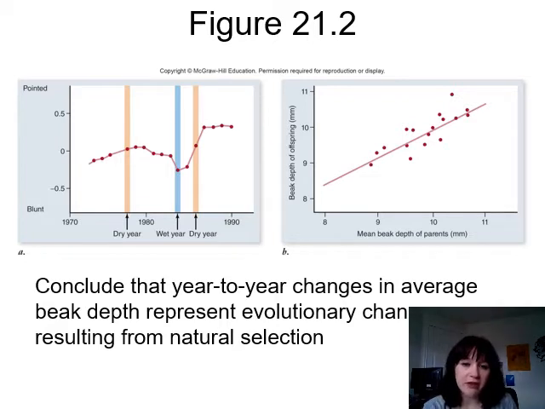We have beak depth of offspring on the y-axis and mean depth of parents on the x-axis. And you can see that as the parents' beaks become deeper, as you go to the right, you find that the size of their offspring's beaks also becomes similar. It also ends up to be bigger, right? So there's some type of gene or set of genes that are responsible for beak size, depth, and that is getting passed down from parents to offspring. So now that figure on the right is demonstrating our third condition being met.